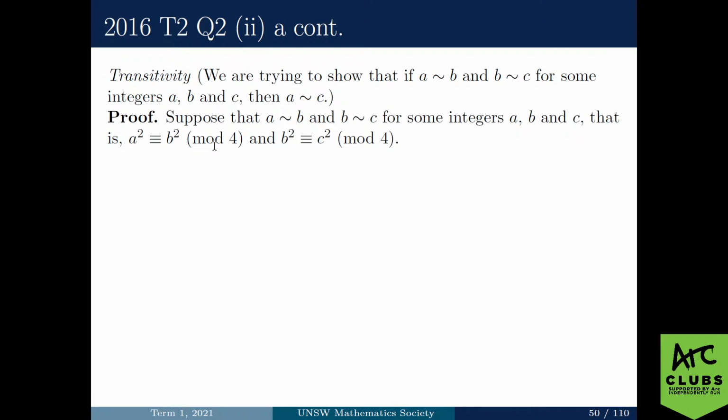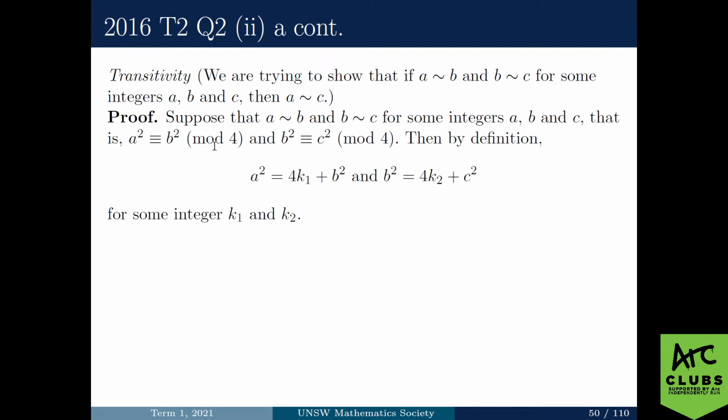Like we did with symmetry, let's go back to our definition to make a more thorough proof. So we let A squared equal 4k1 plus B squared, and B squared equal 4k2 plus C squared. Now we want to prove that A is related to C, so we want to write it such that A squared is equal to 4 times some integer k plus C squared. Does anyone have any ideas of what we should do next to get that? Substitute B squared. Yeah, right? B squared is the subject in the second equation, so it's really nice if we just substitute it.